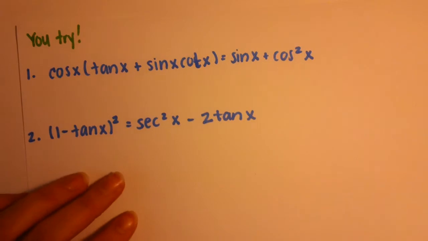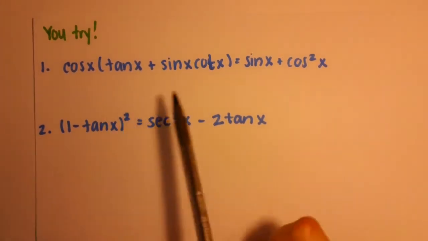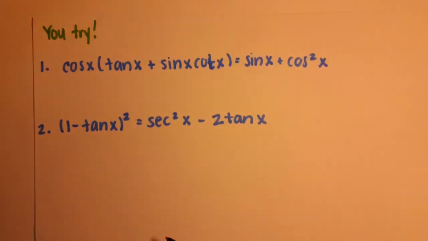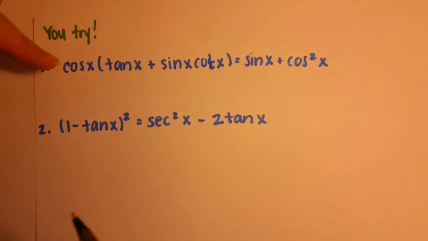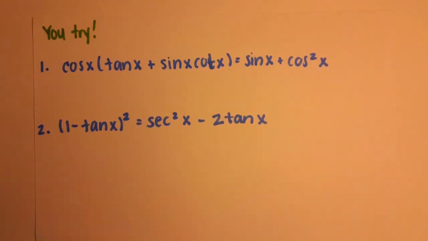So I have 2 more that I want you guys to try. So you can take these, remember, look at the more complicated side. So for this one, you might want to start looking at this side. You'll use your quotient identities. You might use your Pythagorean identities. So be sure to look at that. You want to combine fractions, things like that.